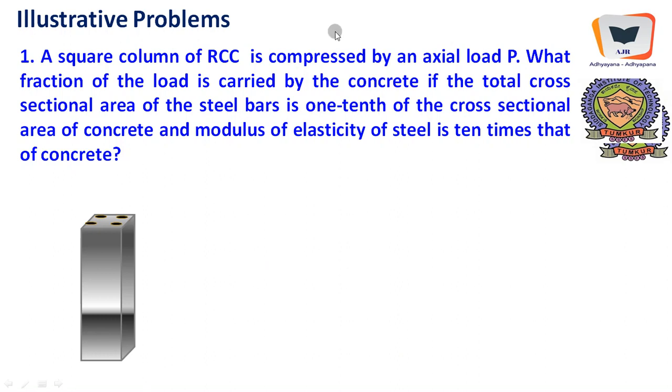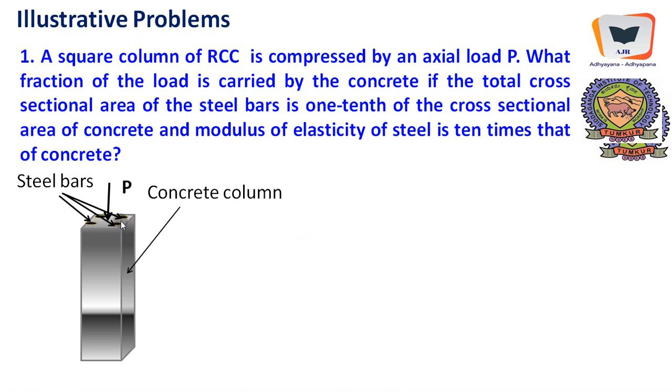Here is a concrete column which is compressed by an axial load P, and the question is, what fraction of the load is carried by the concrete if the total cross-sectional area of the steel bars is 1/10 of the cross-sectional area of the concrete, and the modulus of elasticity of steel is 10 times that of concrete.